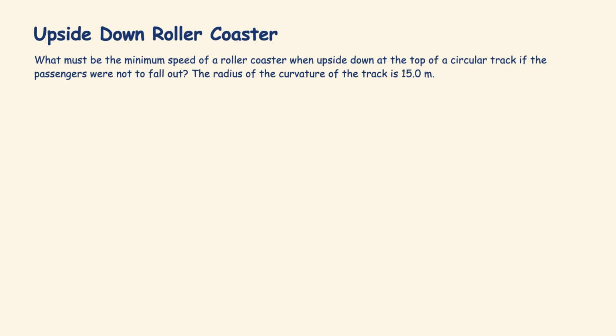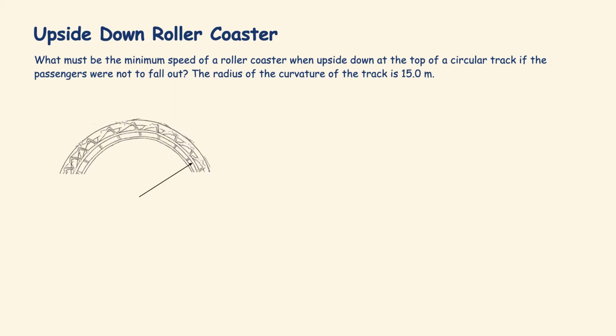The first example from this module on the dynamics of circular motion is about the roller coaster that is actually completing a loop-the-loop motion, and it's at the top of a circular track. The question is, what must be the minimum speed of a roller coaster when upside down at the top of a circular track if the passengers were not to fall out?